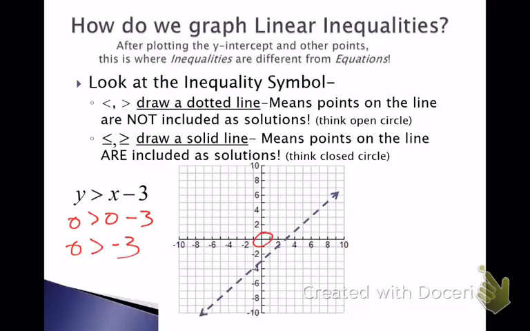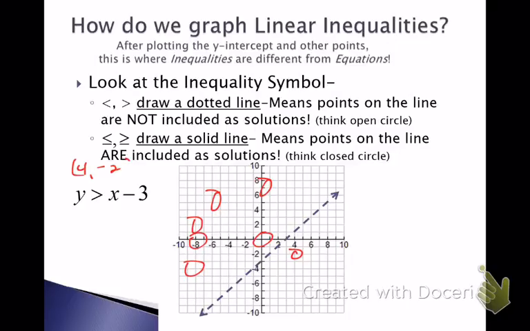As a matter of fact, if you were to check any other point on this side of the line, any of these points would be solutions. If you were to check a point on the other side of the line, I'll do it for you really quickly, so maybe (4, -2). Let's check that point. Plug in negative 2 for y, 4 for x. Negative 2 is greater than 1. Well, no, it's not. So this point is not a solution.